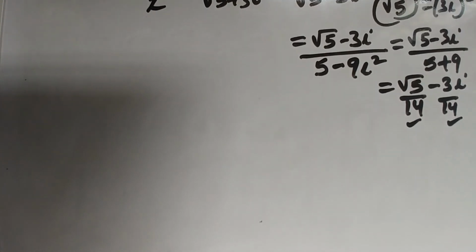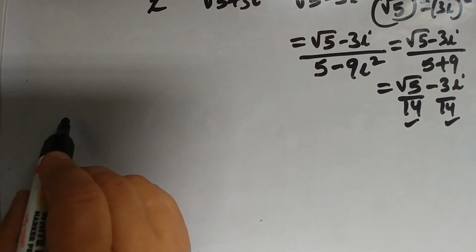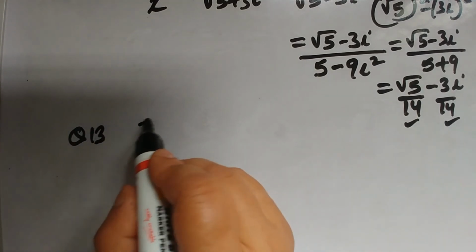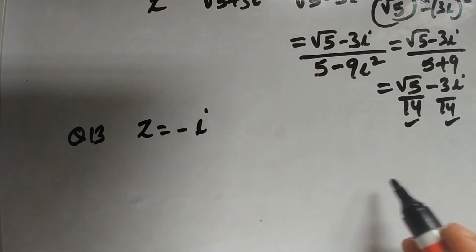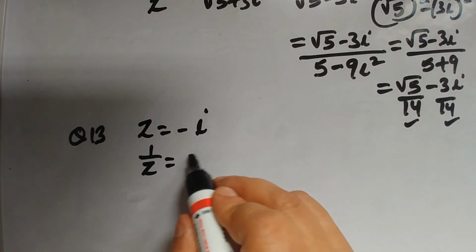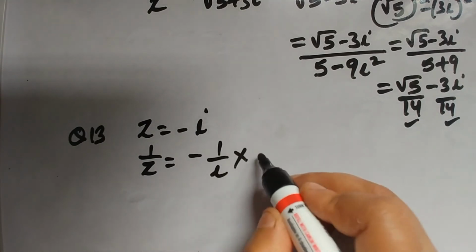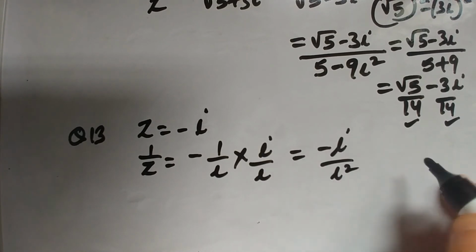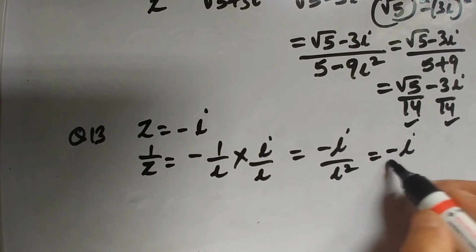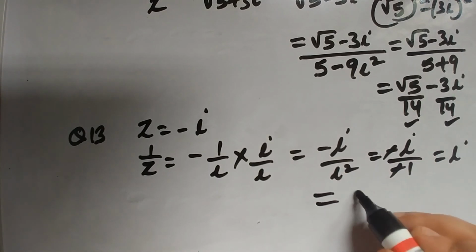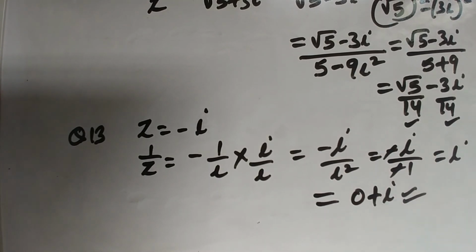Now question number 13 says z is equal to minus iota. Now the multiplicative inverse is 1 by z, which will be minus 1 upon iota, and just rationalize it, minus iota upon iota square, minus iota upon minus 1, which is just iota, which is in standard form expressed as 0 plus iota.